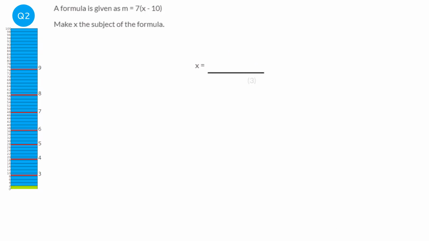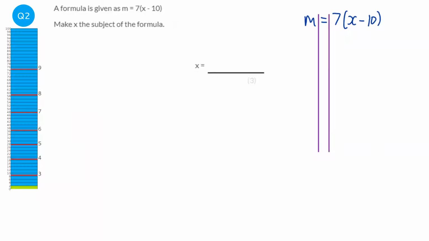So we're going to start just by writing this out. So m equals 7 brackets x minus 10. And we're going to put our solving lines in. I'm going to start by expanding the brackets. And we don't need to, we could divide both sides by 7, but I think this is a bit easier.